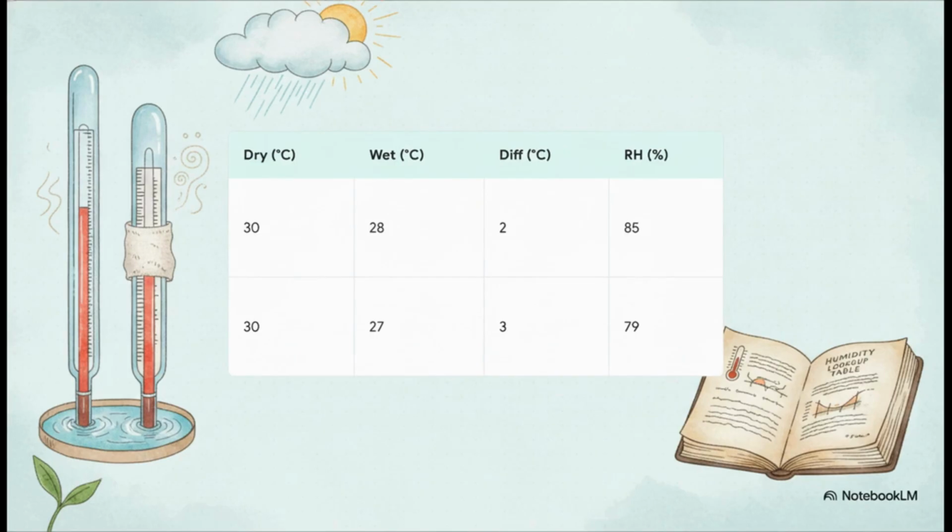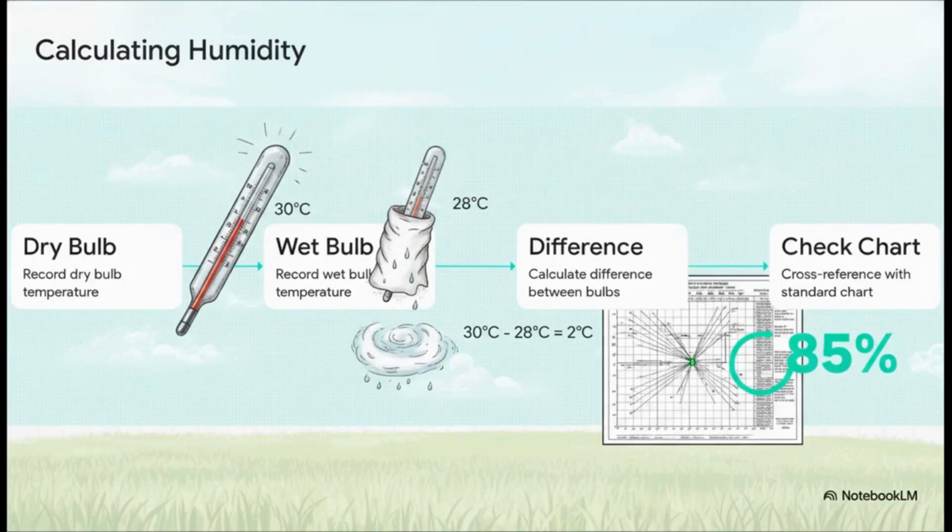exact humidity. Let's trace the exact mathematical steps you'd see in your syllabus, just as if we were solving a problem together for an exam. Step 1. We record the dry bulb temperature. Let's say it comes out to 30 degrees Celsius. Step 2. We check the wet bulb, and let's say that one reads 28 degrees Celsius.